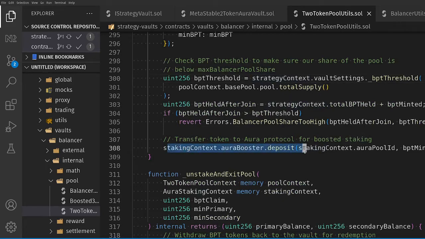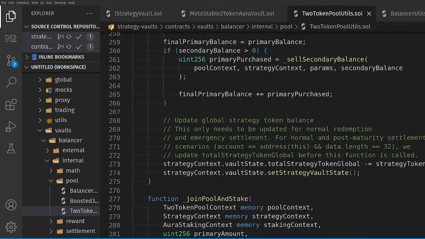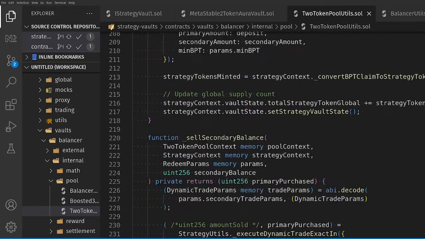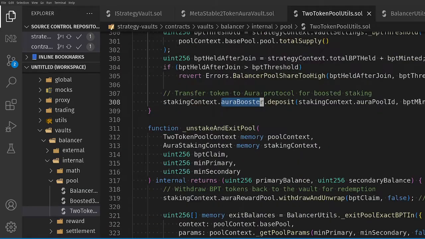And the last thing here is we're going to transfer these BPTs to Aura for staking. This is how we'll maximize the yield boost for the BPTs. So that's basically entering the vaults.